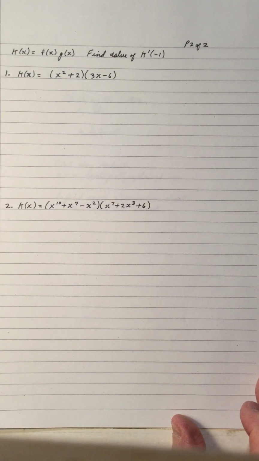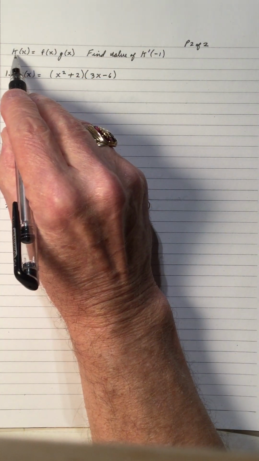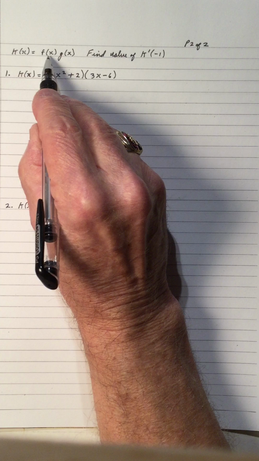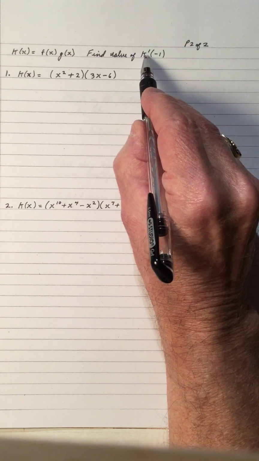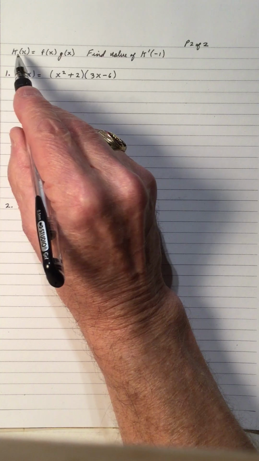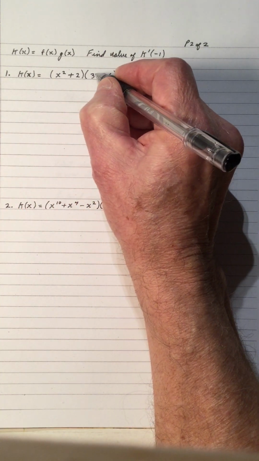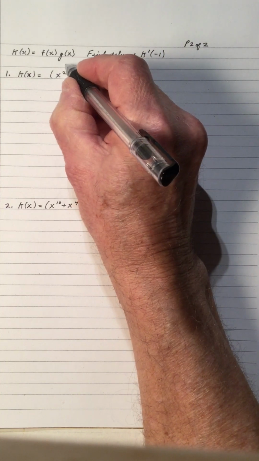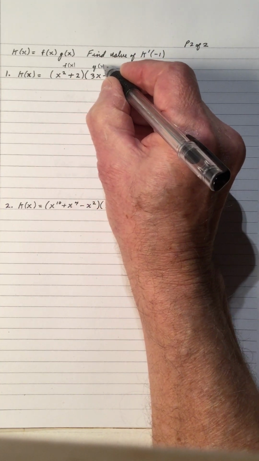Using the product rule of the derivatives. Here we go. k of x is equal to f of x times g of x. Find the value of k prime of negative 1. So k of x is equal to (x squared plus 2) times (3x minus 6). So this is the f of x, and this is the g of x.